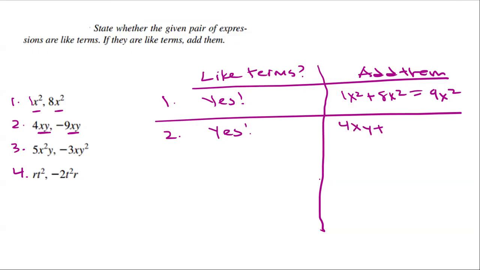So 4xy plus... well, it'll be a minus now, right? Because it's plus a negative, so it'll be a minus 9xy. Okay, so that will give us a negative 5xy. Because remember, the minus will trump that positive. Okay.